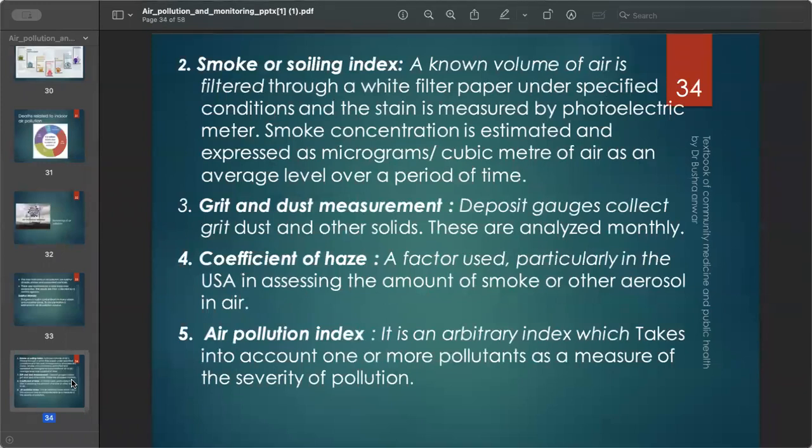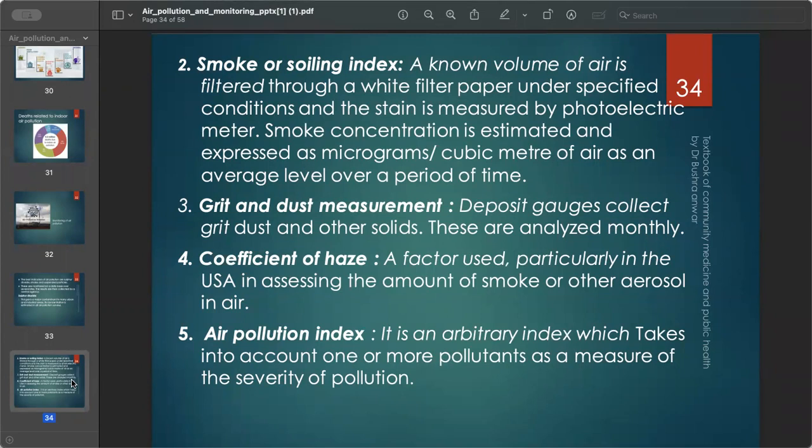Smoke or soiling index: a known volume of air is filtered through a white filter paper under specified conditions and the stain is measured by a photoelectrical meter. Smoke concentration is estimated and expressed as microgram per cubic meter of air as an average level over a period of time. Grits and dust measurement: deposit gauges collect grit, dust, and other solids. These are analyzed monthly. Coefficient of haze factor is used particularly in the USA in assessing the amount of smoke or other aerosol in air.